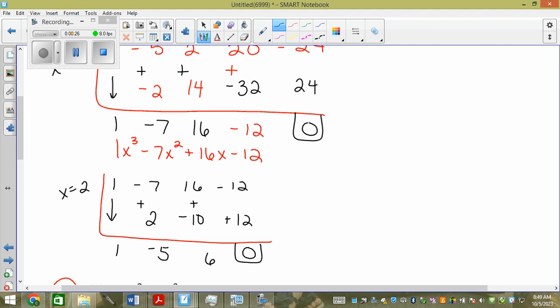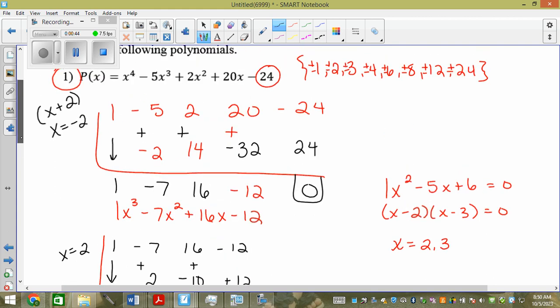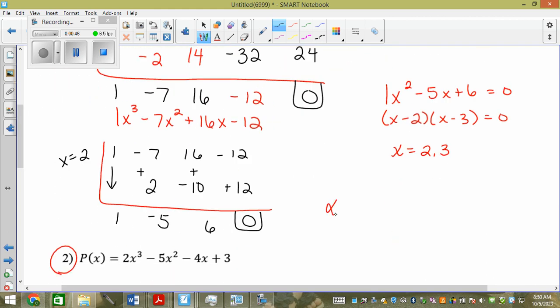Then we're left with 1x squared minus 5x plus 6, multiplied to negative 2 and negative 3. So I get x equals 2, 3. So when I go to get my answer, what is it going to be? X equals negative 2, 3, 2, what?